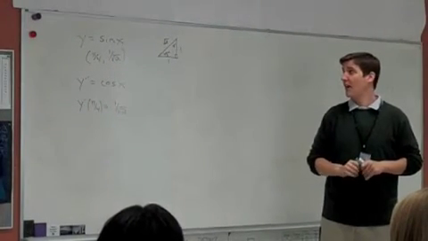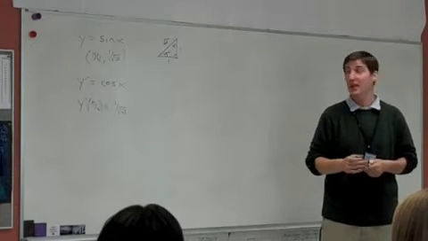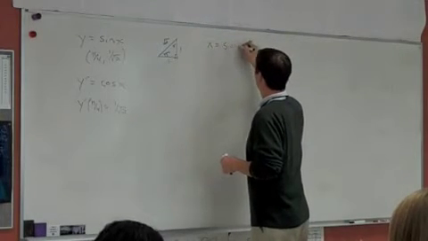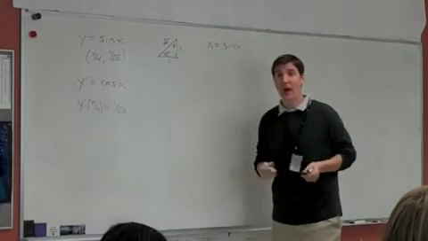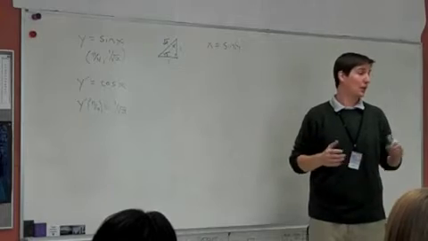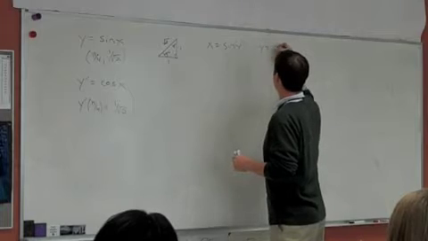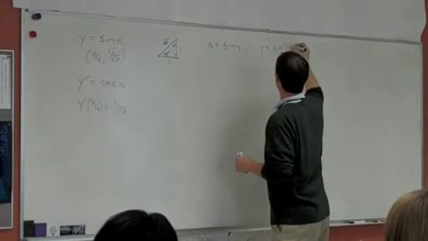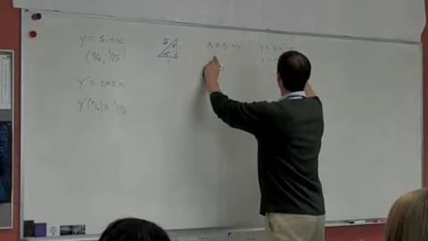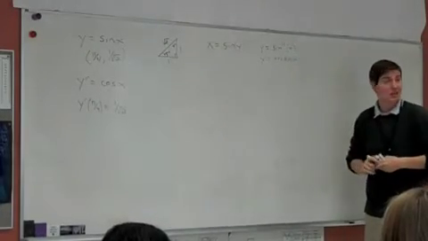If I want to know the inverse function of y equals sine x, what do I have to do? Flip the x and the y. I get x equals sine y. Now how do I get y by itself? That's the only way to do it. This is the same as y equals sine inverse of x, or y equals arcsine of x. All three of these things say the same thing.